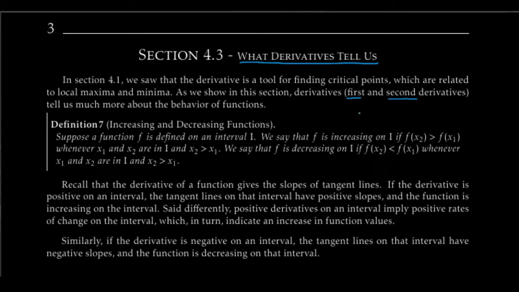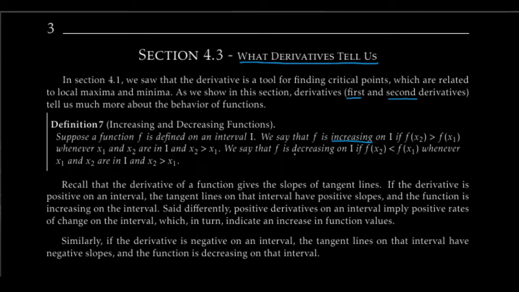So let's start it off with a definition, a kind of obvious one: increasing and decreasing functions. Suppose a function f is defined on an interval, let's call it I. We say that f is increasing on I if f of x2 is greater than f of x1 whenever x1 and x2 are points in I with x2 bigger than x1. That is, a function f is increasing if it sends bigger stuff to bigger stuff. Bigger inputs give you bigger outputs.